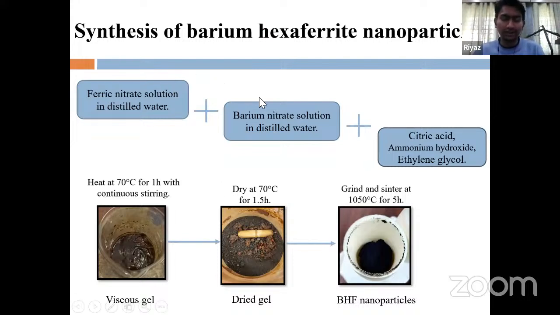We have taken ferric and barium nitrate precursors in the proper stoichiometric ratios in distilled water, and then we have used citric acid as the combustion agent, and to maintain the pH of the solution at 9, we used ammonium hydroxide. These are the different processes. In the first process, a viscous gel was formed after 1 hour, and then this gel was dried for 1.5 hours, and finally it was ground and calcined at 1050 degrees centigrade for 5 hours to obtain the final BHF nanoparticles.